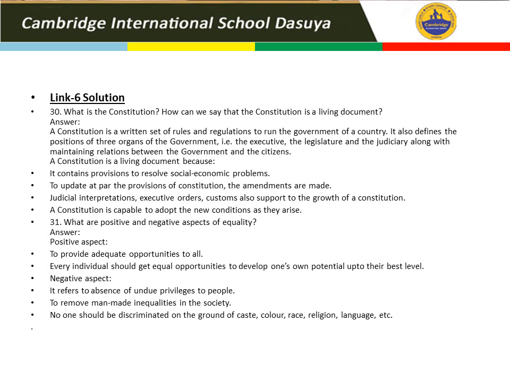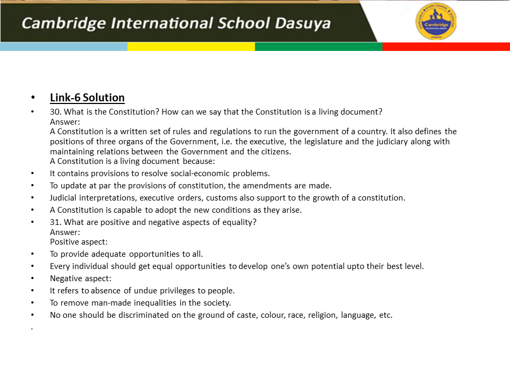So, what are its functions? Provisions to resolve socio-economic problems. To update the provisions at par, amendments are made to the constitution. Judicial interpretation, executive orders and customs also support the growth of the constitution. A constitution is capable of adapting to new conditions as they arise.